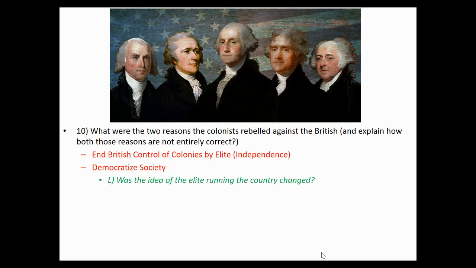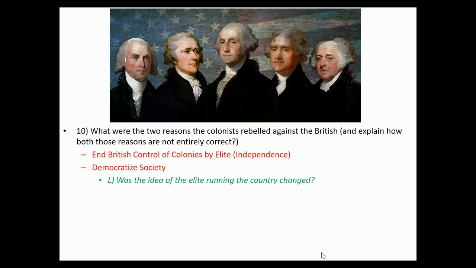So, when you think about this, let's evaluate the success of the American Revolution. What were the two reasons the colonists rebelled against England in the first place? Well, one was to end British control of the colonies by an elite group, right? Basically independence. That was actually the imperial revolution, right? And then the other one is to democratize society. That's the social revolution, right? So that's why more people can vote, and end British rule. Yay!